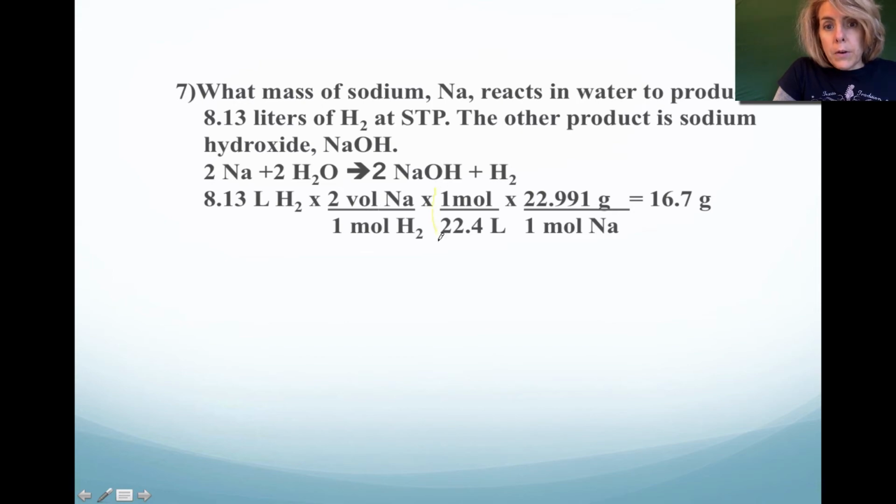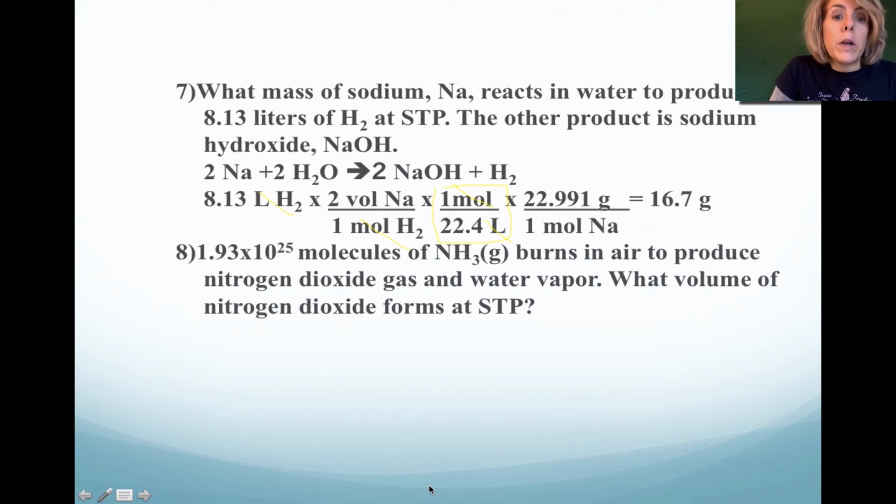Now, this is another standard that we need to look at, and this is the standard for every mole of any gas. It's equal to 22.4 liters, and what that does for us is actually cancel out liters, so that we're left with just moles. And notice that liters cancel out, moles cancel out, and once again we multiply it by the molar mass of sodium, and that gives us 16.7 grams.